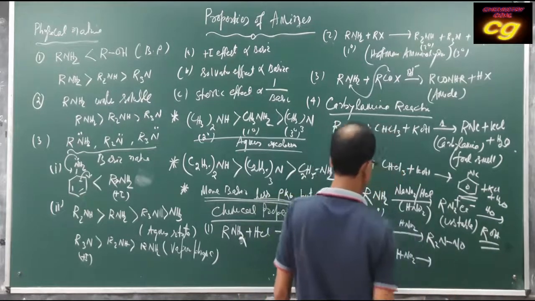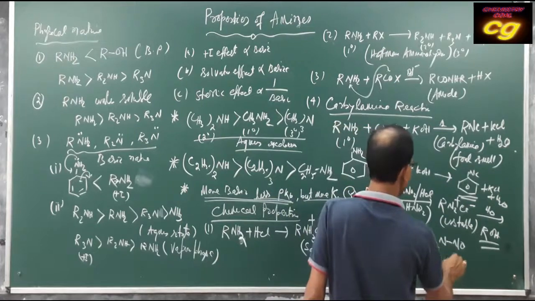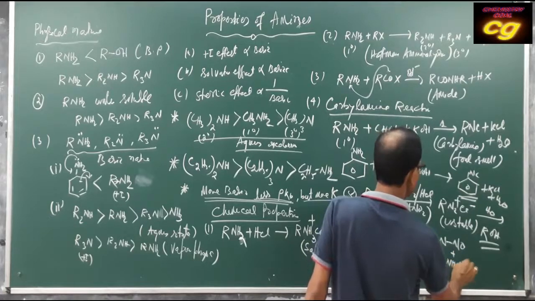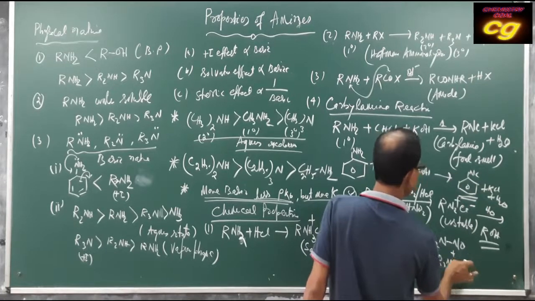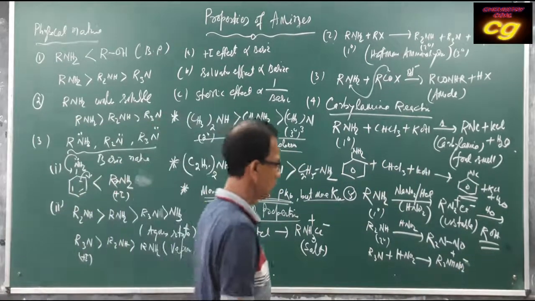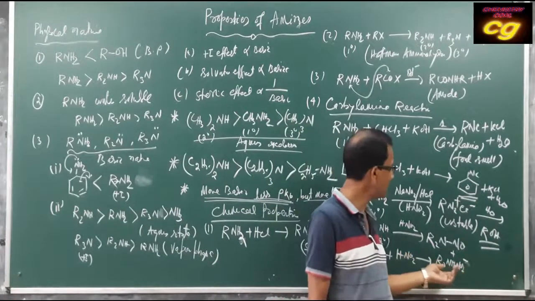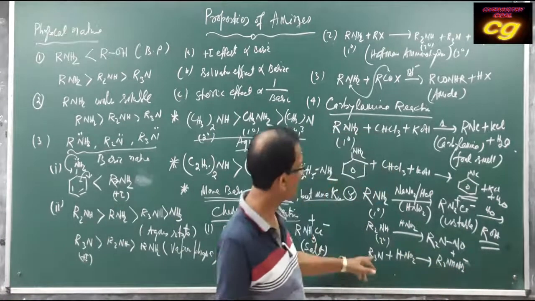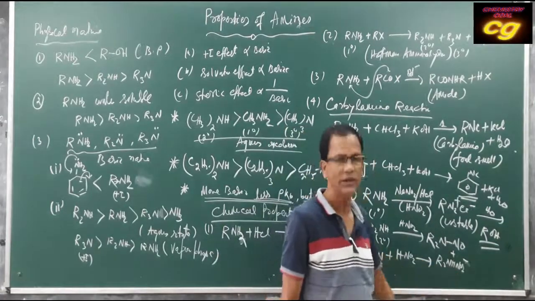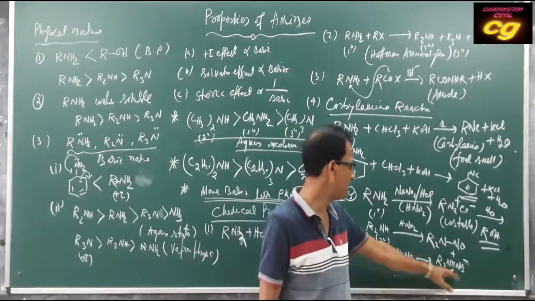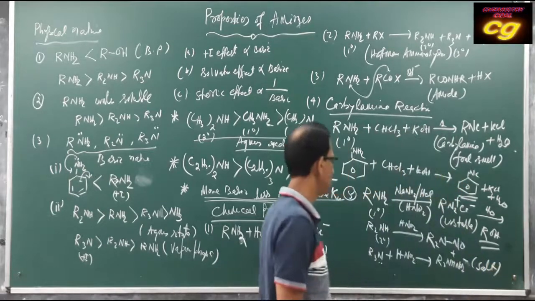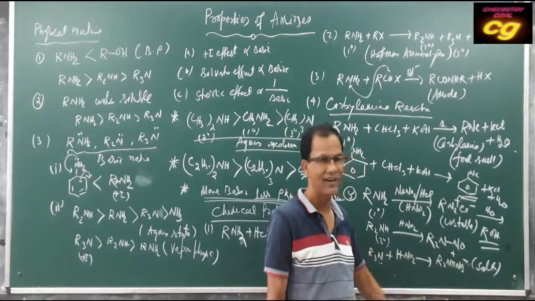They produce R3NH+ and NO2-. This is a salt, the nitrite of the tertiary amine. R3N has a lone pair, so it will accept one H+, giving R3NH+, and NO2- remains. So this type of salt is produced, and secondary amine produces nitrosoamine.